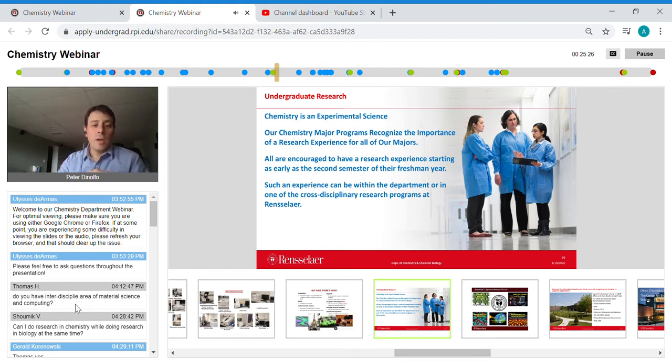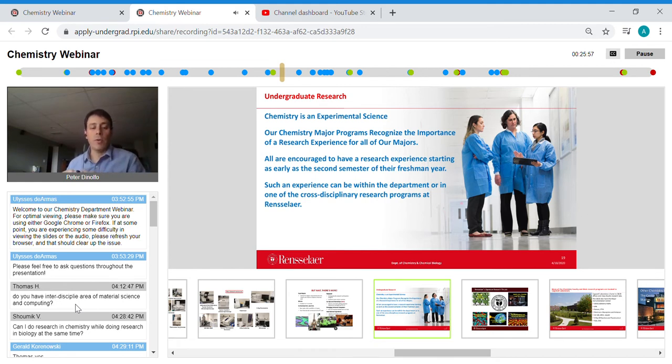So chemistry is inherently an experimental science. You can't learn chemistry without getting into the lab and actually doing experiments. And so our chemistry major programs really recognize the importance of this, and involve research as a critical component of all the majors. So we have this really strong commitment to undergraduate research, and I think it's one of the real strong points of our program, and somewhat unique compared to many other universities, just to the degree to which we involve undergraduate students in our programs.